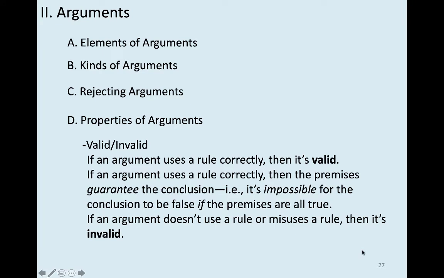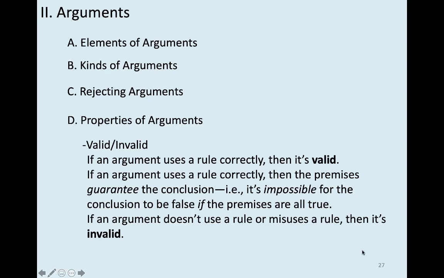If an argument doesn't use a rule correctly, or it doesn't use a deductive rule, or it misuses a rule, then it's invalid. And to say an argument's invalid is just to say that the premises don't guarantee the conclusion. It's just to say that there is a logical gap between the premises and the conclusion.